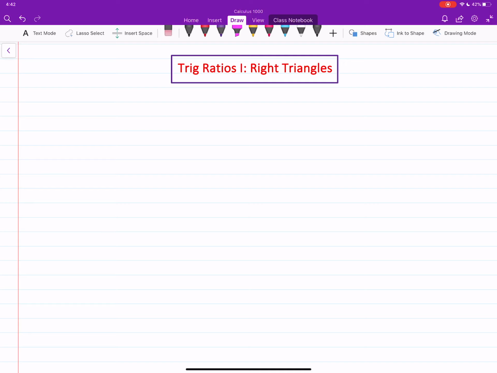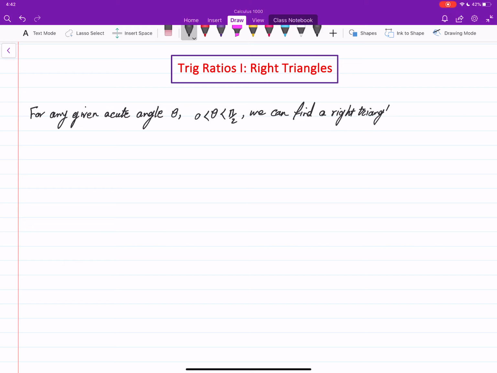Okay, so the story of the trigonometric ratios starts from this point that for any given acute angle theta, well, what does acute mean? It is an angle between 0 and pi over 2. We can find a right triangle with theta as one of its angles.